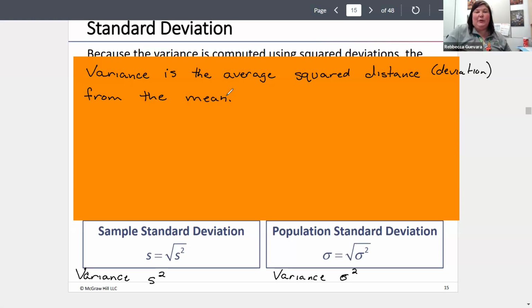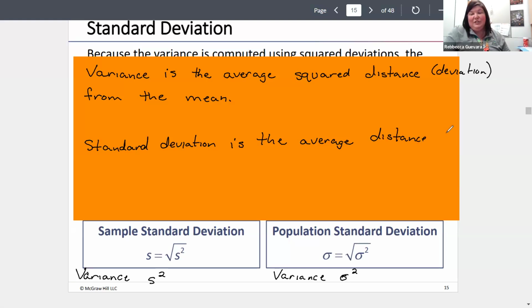The idea of taking that square root is not completely algebraically sound, but in essence, the standard deviation is going to be the average distance, or just the average deviation, from the mean. So it means a slightly different thing. When you're talking about variance, it's doing those squared distances. Standard deviation, in essence, is an average distance that you have from the mean.